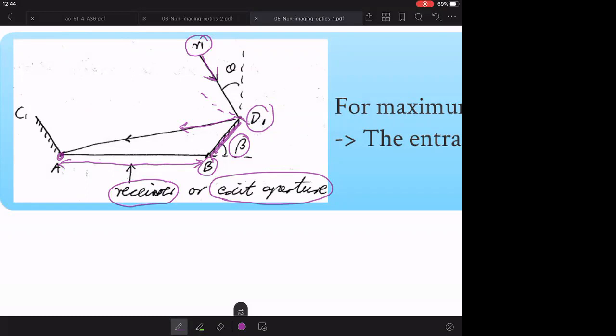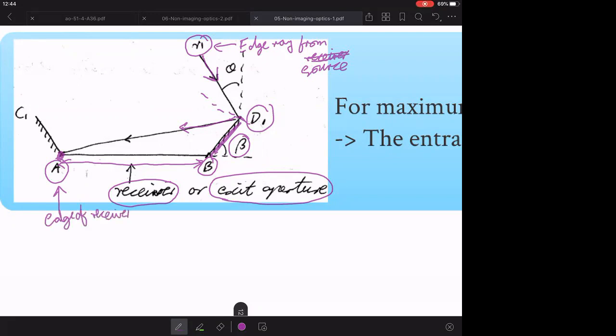Now, if I say the ray R1 is the edge ray from the edge of my radiation source, I am redirecting that to the edge of my receiver. That is my edge ray principle. So let's imagine this is the edge ray from the source. I am redirecting that to the edge of my receiver.